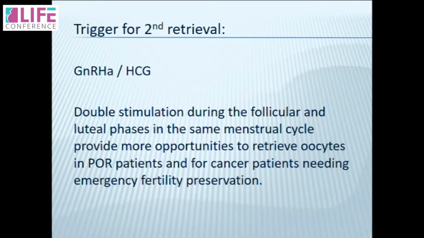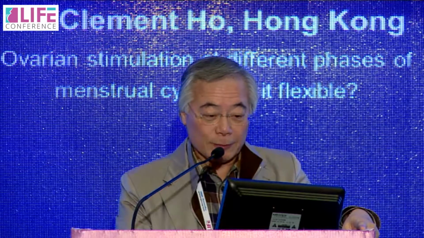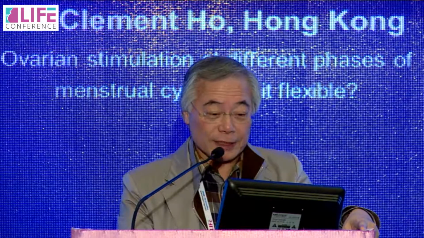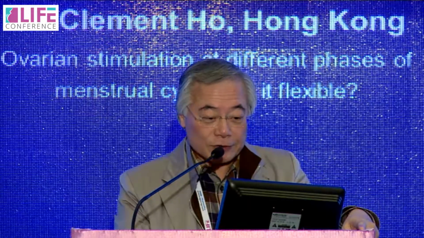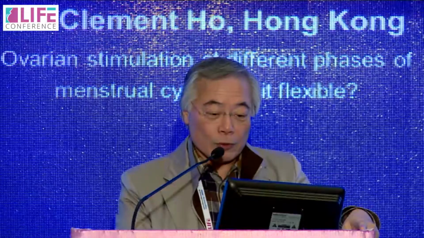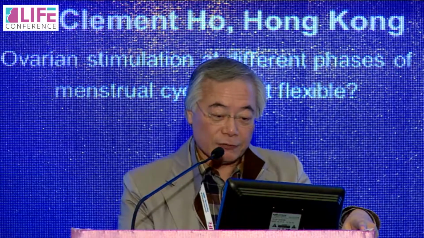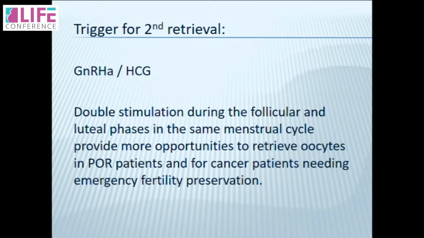When we get to the trigger for the second retrieval, usually we wait until, again, follicles reach 17, 18 millimeter size. Again, one may consider using agonists or hCG. It doesn't really matter now, because after this, one actually may not go on. However, if one may actually keep going, I suppose. Now, this double stimulation during the follicular and luteal phases in the same menstrual cycle provides more opportunities to retrieve oocytes in poor ovarian reserve patients and for cancer patients needing emergency fertility preservation.